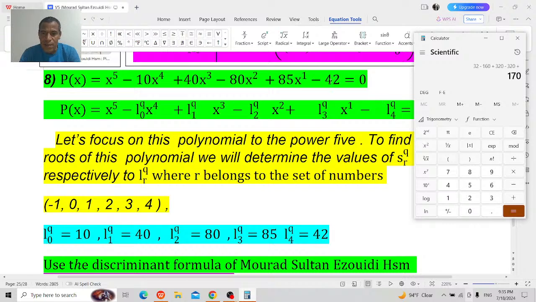Minus 42. This one is equal to 0. You see, we reached solving the equations to the power 3, 4, 5, 6, 7, 8, and continue, but the problem is time. Sometimes one lecture takes 1 hour or more than that.